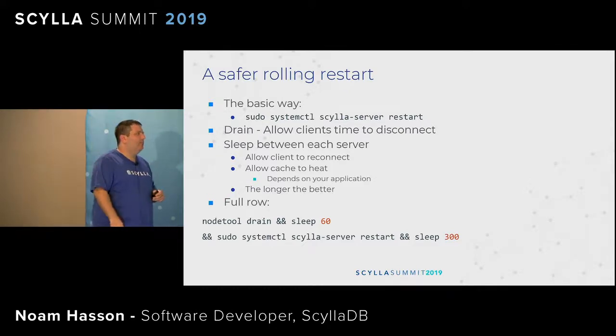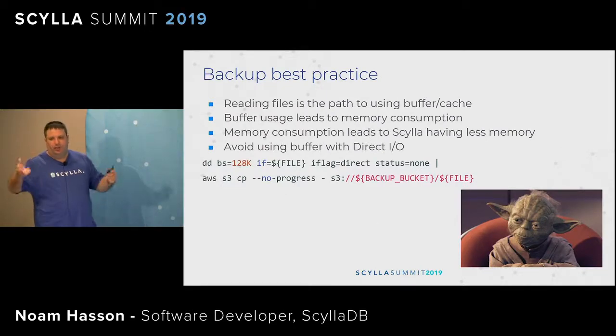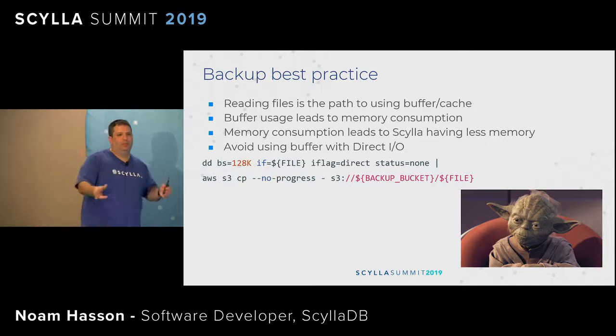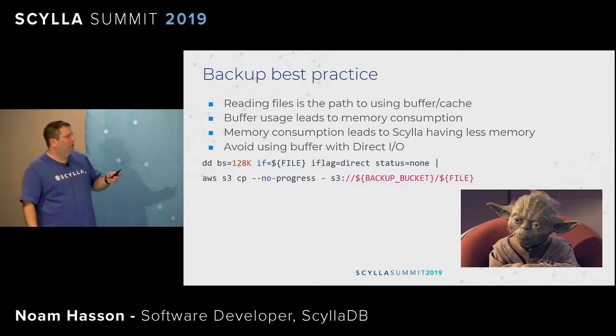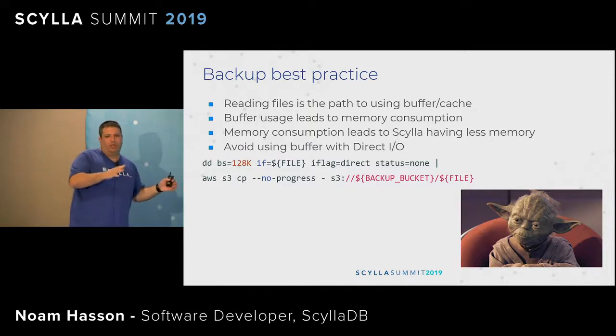Okay, backup best practice. When you read a file in Linux, Linux uses memory to put that file's content in the buffer. That means there is less memory for Scylla to work with. There is a way called direct I/O. With direct I/O, you're telling the operating system, when you read a file, don't put it through the cache. I only want to read it once, I don't care about reading it later.